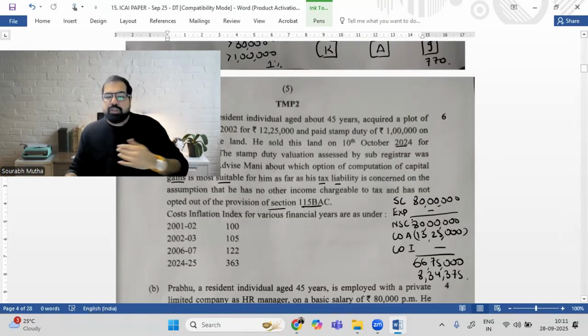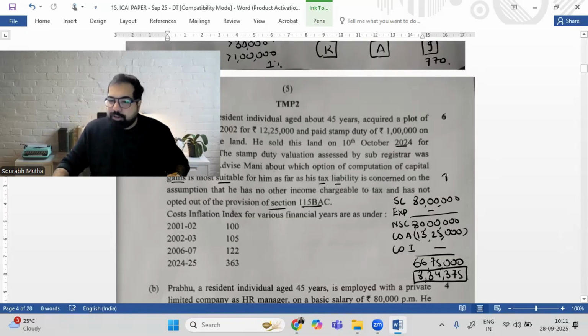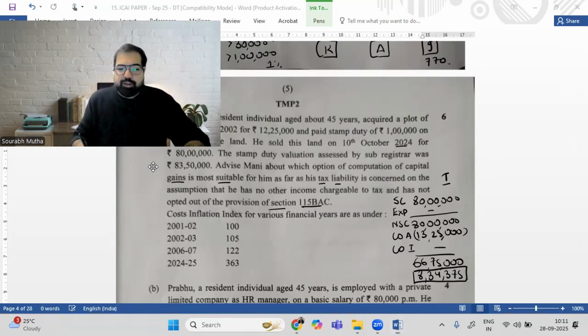And even if you reduce the basic exemption limit, etc., still you will be taxed at a 12.5% tax rate. So this is 8,34,375. This is option number one. Now let's slide to option number two.